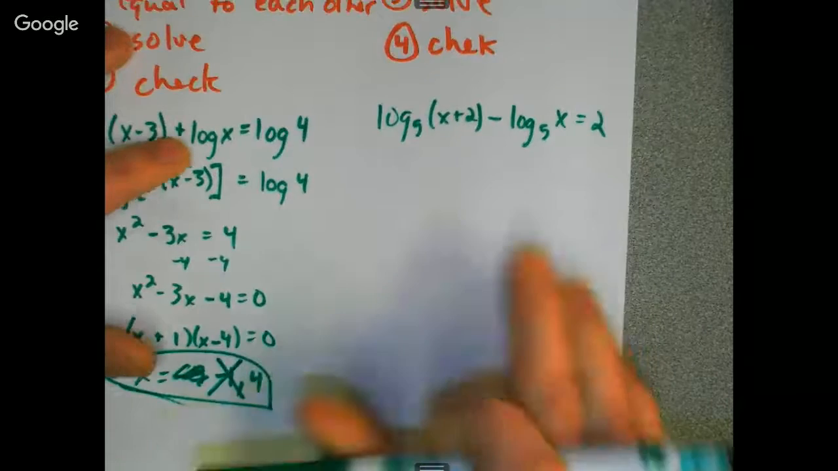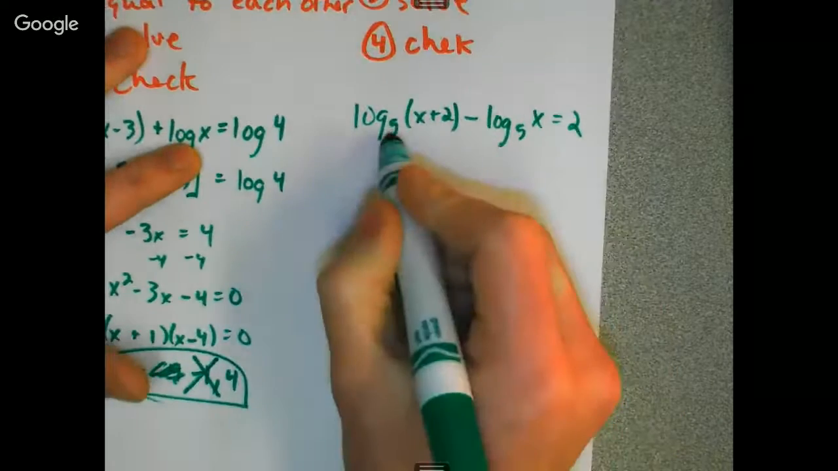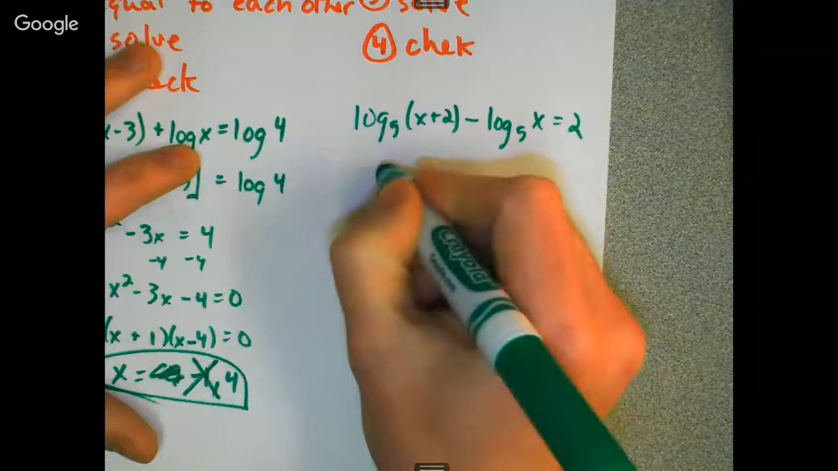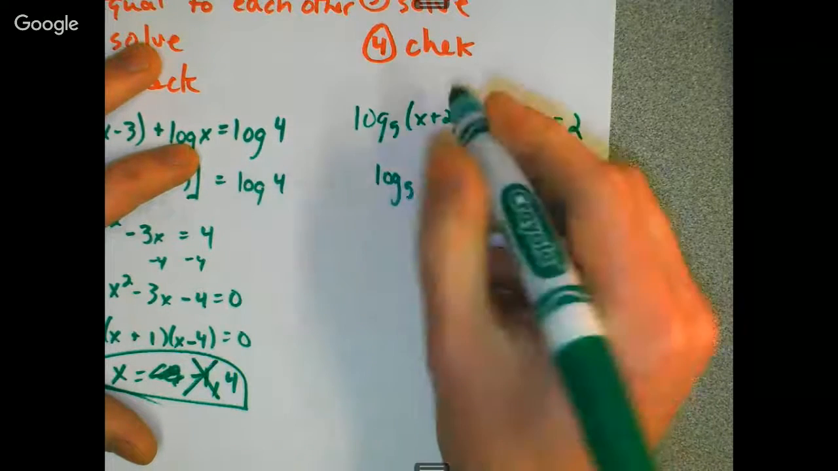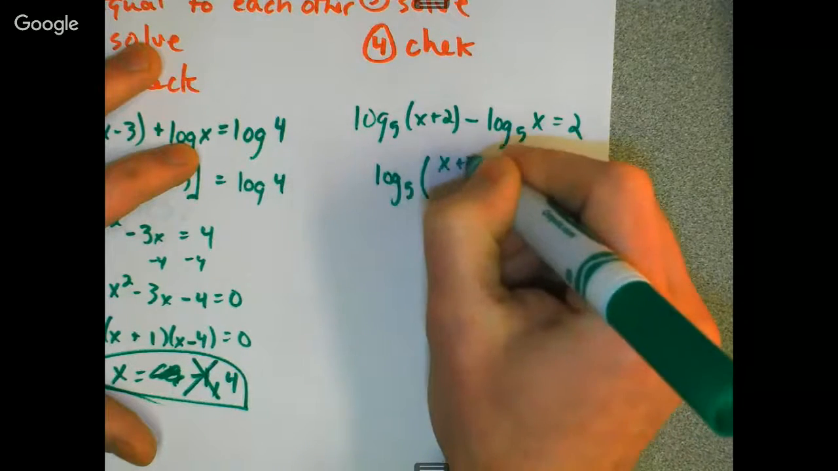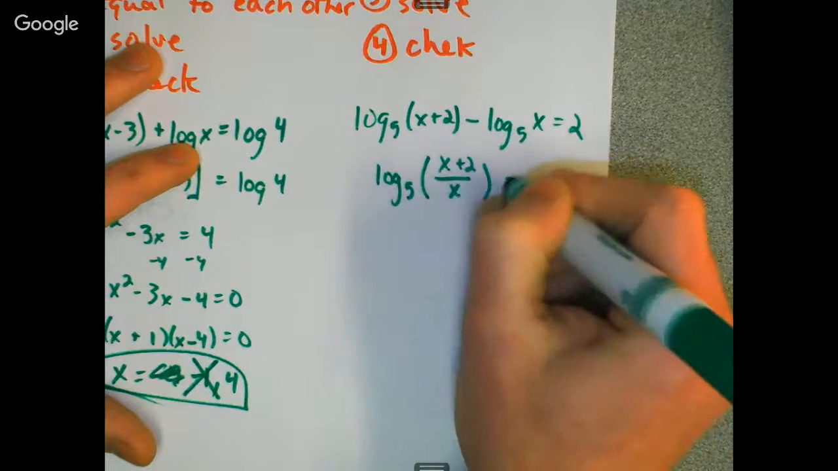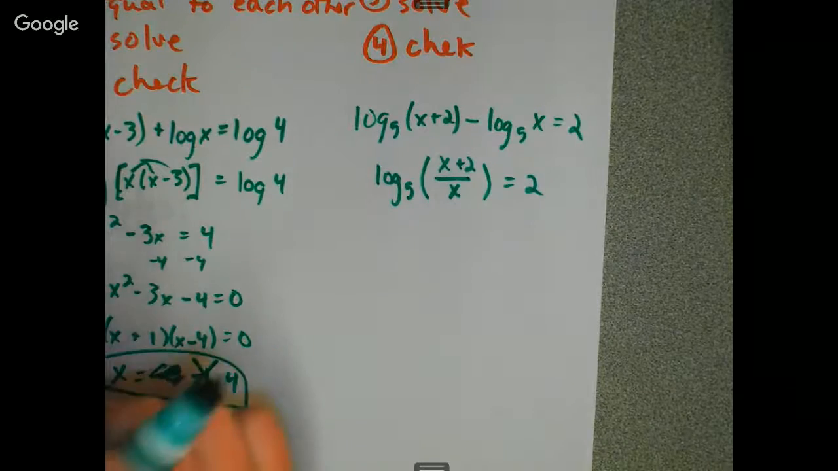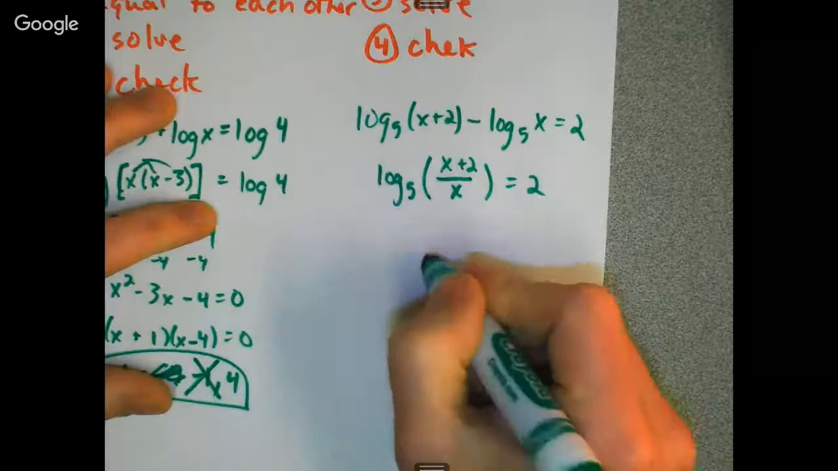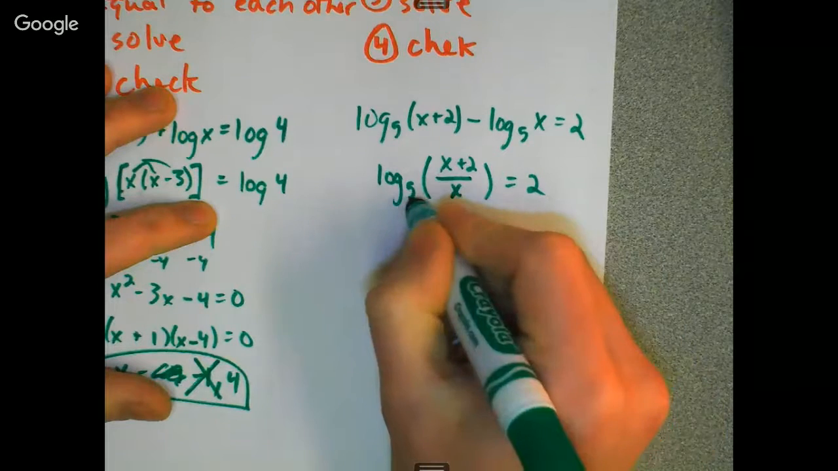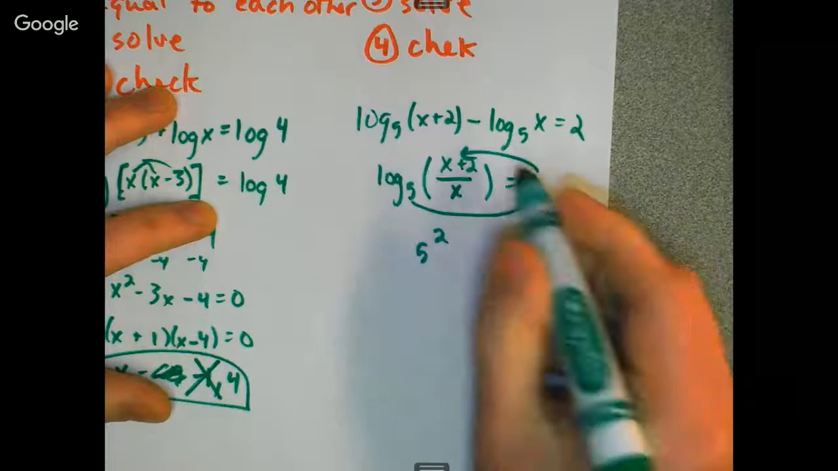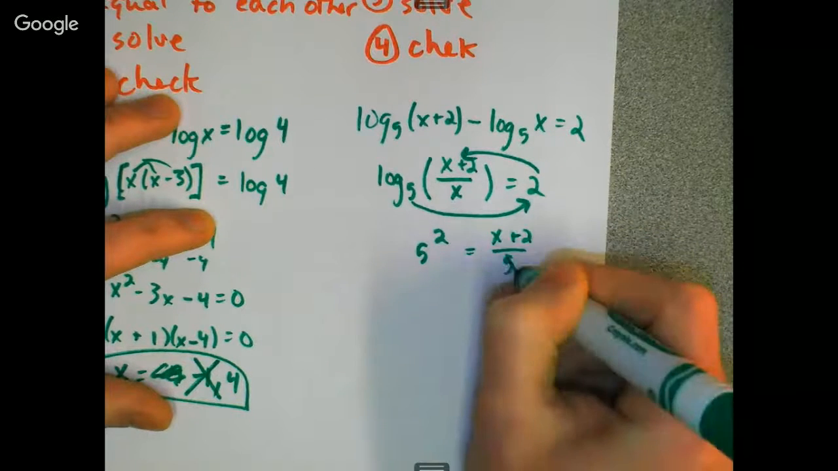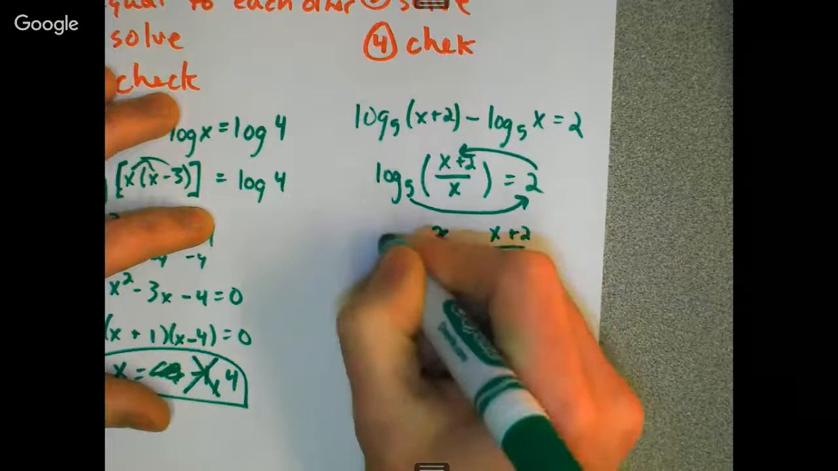Now, the more complicated version of this is I have a log here on one side. Okay, we're still going to combine them. So we'll say log base 5 of (x plus 2) over x equals 2. Now we're going to change it so that it is in exponential. So we take 5 to the 2 equals (x plus 2) over x. So that's 25.